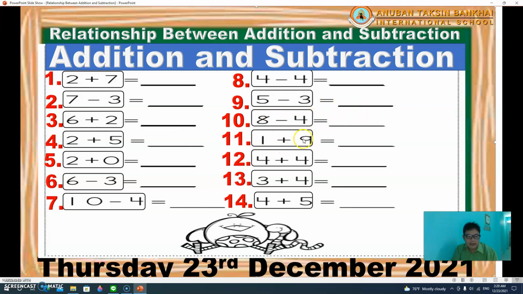1 plus 9 equals 10. Okay, correct. 4 plus 4 equals 8. Very good. 3 plus 4 equals how many? 7. Correct. 4 plus 5 equals 9.